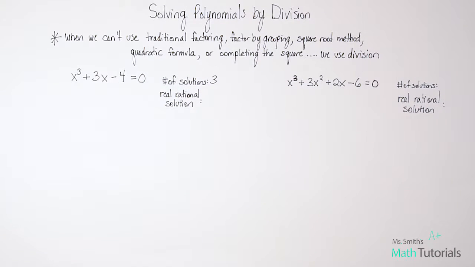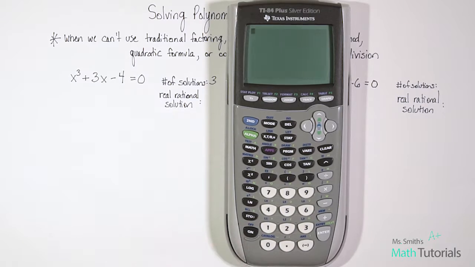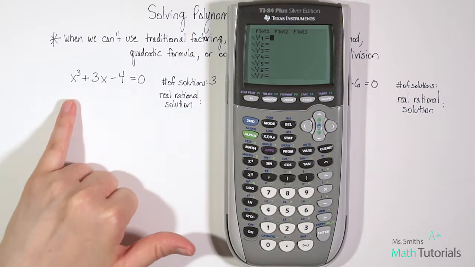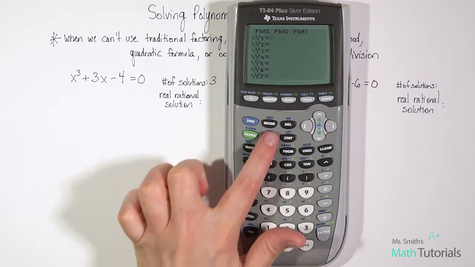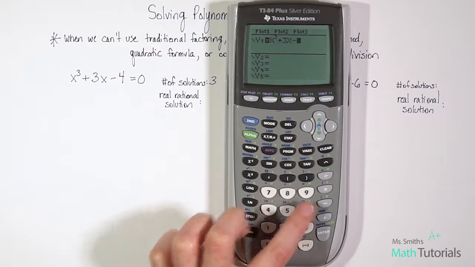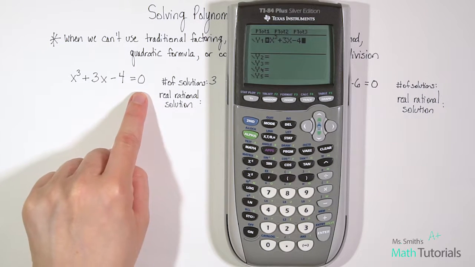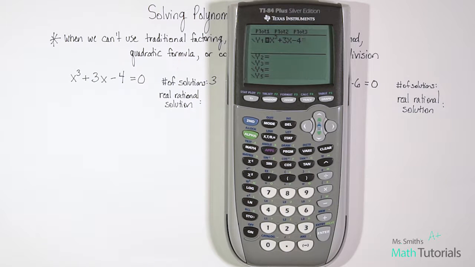The next thing we want to find is a real rational solution. So grab your graphing calculator and go to your y equals. We want to type in the equation that we have: x cubed plus 3x minus 4. Then we want to go to the table. We want to find a whole number solution. We know there's a total of 3 solutions, but in this case, there's only one real rational solution, and we want to find it.